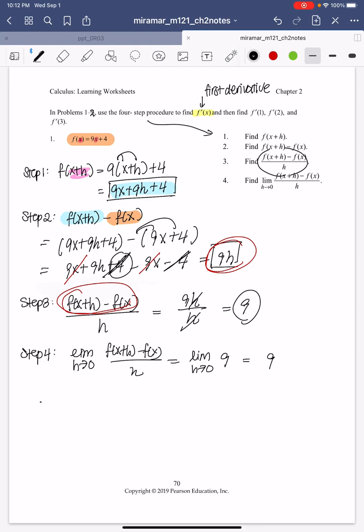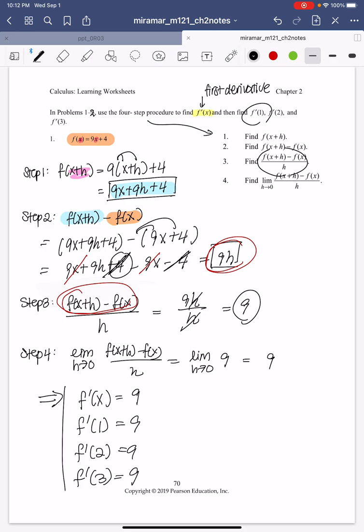So what does that mean? That means f prime of x, you just found the derivative of the function, which is the instantaneous rate of change, is 9. So since this is a constant, f prime of 1 will be 9, f prime of 2 will also be 9, and f prime of 3 will also be 9. So this will be my final answer here.